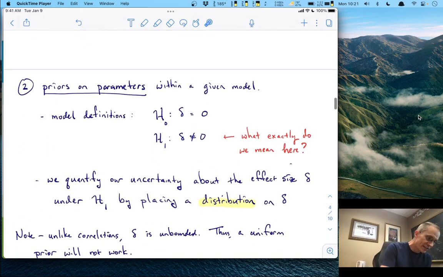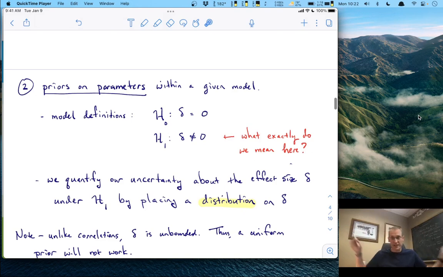Now, more important for our discussion today is the notion of priors on parameters within the given model. So remember, our model definitions were the null hypothesis is delta equals 0, that is 0 effect, whereas H1 is that delta is non-zero. So this is what we're interested in here, because if delta is non-zero, there's a lot of different ways to be non-zero. We have to ask ourselves, what exactly do we mean by this statement? How do we get a handle on the uncertainty that a statement like this provides? And of course, the answer is we quantify our uncertainty about this effect size delta under H1 by placing a distribution on it.